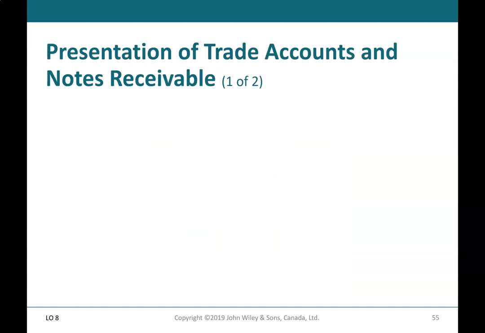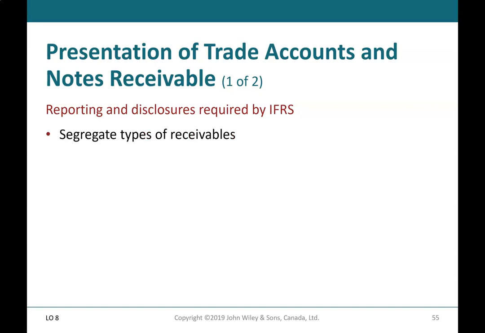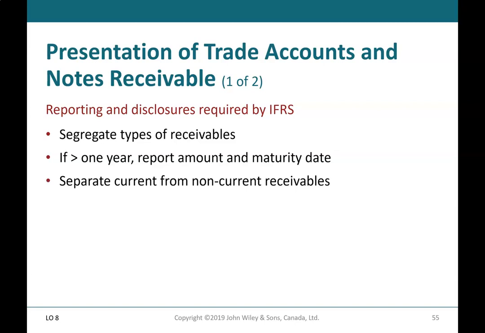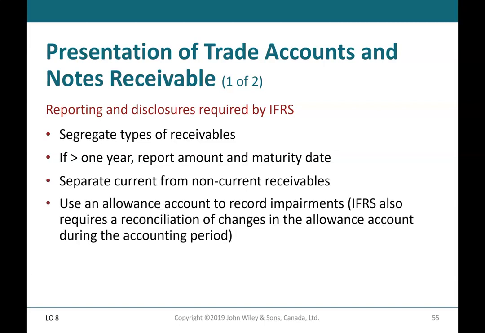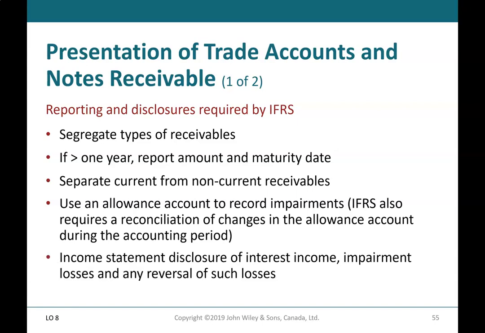Presentation of trade accounts and notes receivable, 1 of 2. Reporting and disclosures required by IFRS. Segregate types of receivables. If greater than 1 year, report the amount at maturity date. Separate current from non-current receivables. Use an allowance account to record impairments. IFRS also requires a reconciliation of changes in the allowance account during the accounting period. Income statement disclosure of interest income, impairment losses, and any reversal of such losses. Requirements under ASPE are less stringent.